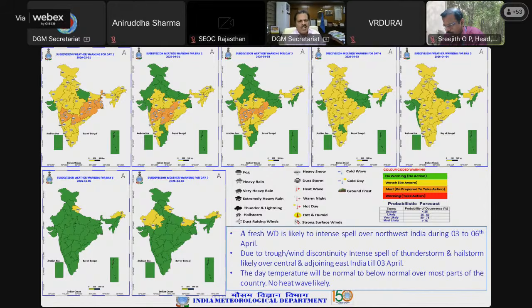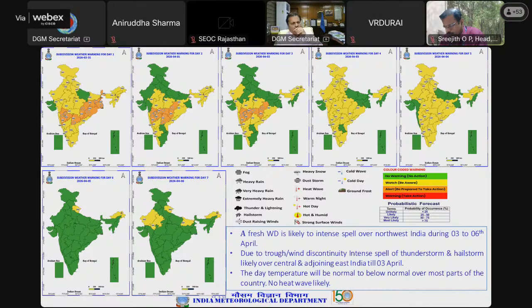So up to 4th April, at least you can see that there will be consecutive development of thunderstorm lightning. For you, I request the people to be very cautious for the thunderstorm and lightning. People should be in safe places, especially in the afternoon hours. The frequency of thunderstorm, lightning, hailstorms, squally winds, gusty winds is maximum in the afternoon to evening hours.